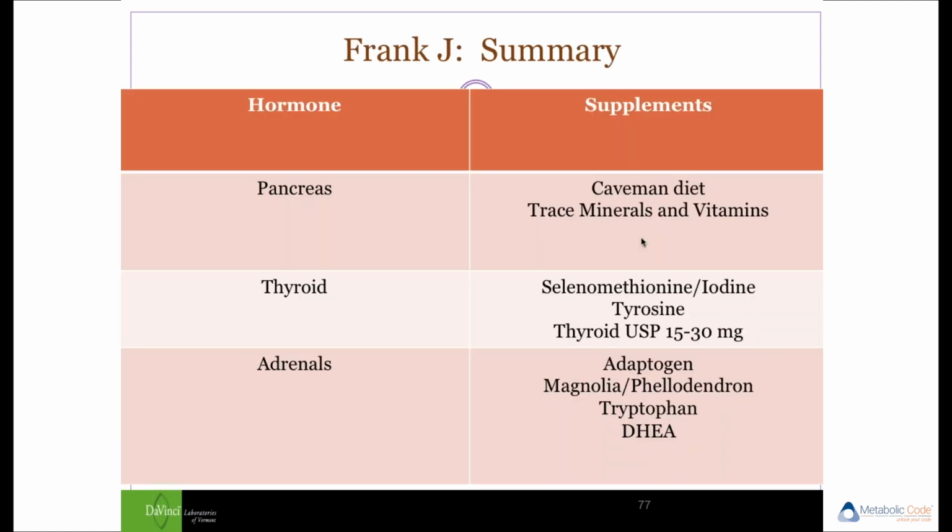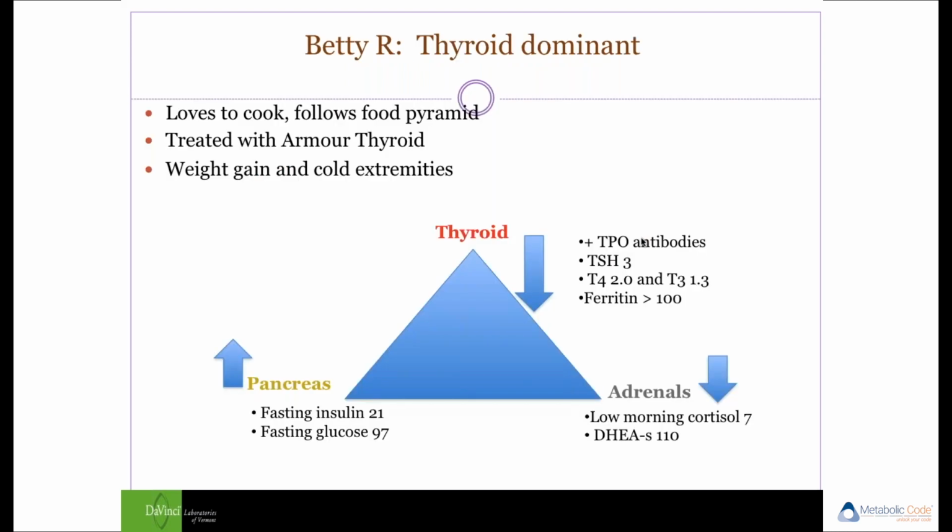So what's our treatment regimen for Frank J? Well, caveman diet, trace minerals and vitamins. You want to do things to really gain control of his thyroid function. In addition to that, for his thyroid itself, selenium-methionine, iodine, tyrosine, and even thyroid glandular, potentially even low dose, 15 to 30 milligrams. And then finally, for his stress and adrenals, an adaptogen, magnolia, phellodendron, tryptophan, and DHEA. So a little greater emphasis on the stress response, a bit more support for thyroid for him. But in addition to that, you still have to focus on diet and lifestyle choices as well.